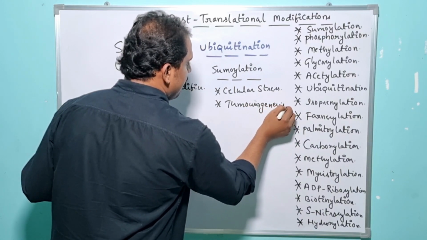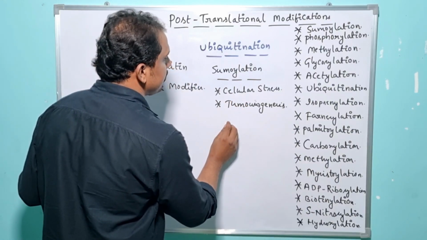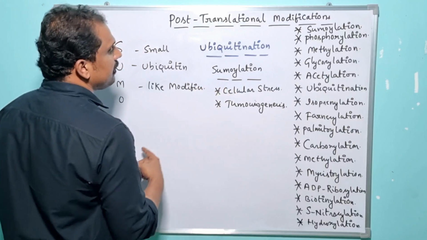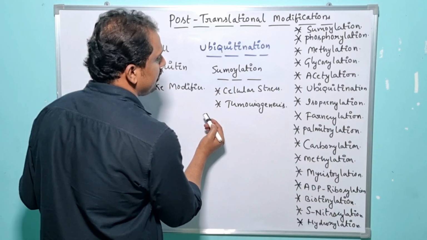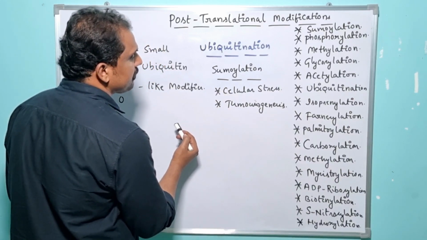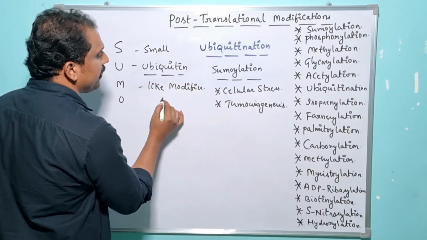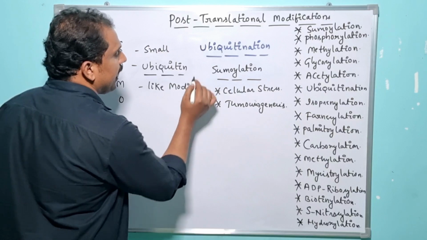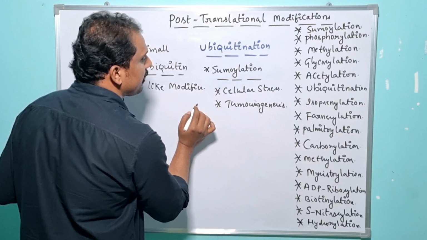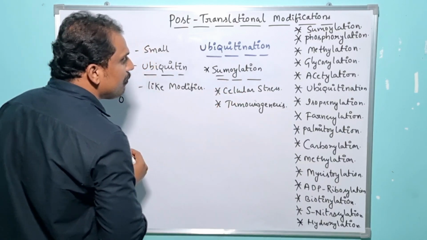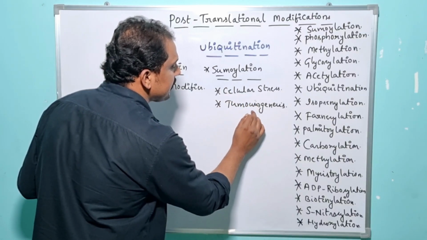Right? So in all these aspects, like cellular stress as well as in case of tumorigenesis, the specific sumoylation post-translational modification is observed here. So what exactly happens during the sumoylation? During the sumoylation, the specific ubiquitin-like moiety gets successfully recruited here. And as I've already told you, sumoylation is not observed under normal condition. It is most commonly observed under abnormal conditions like cellular stress as well as in case of tumorigenesis.